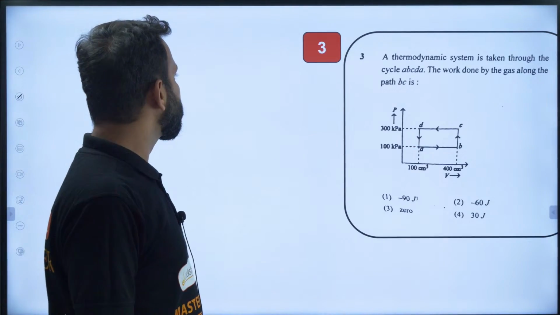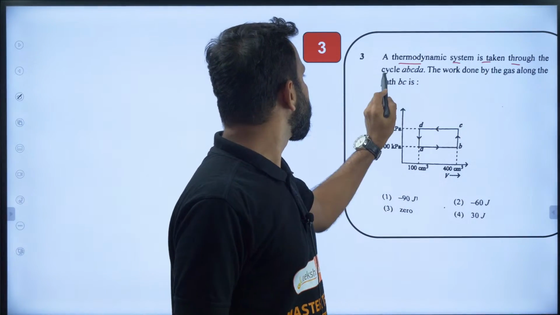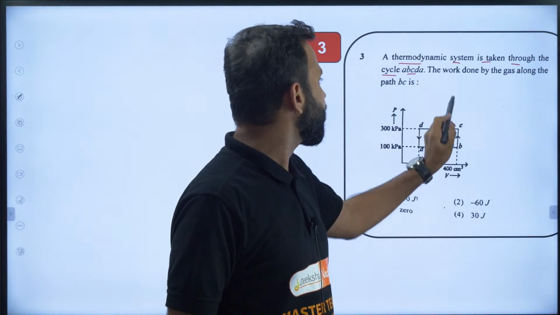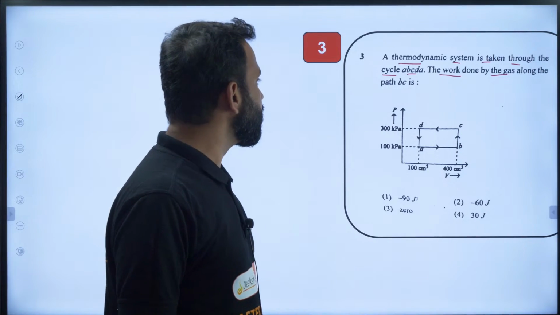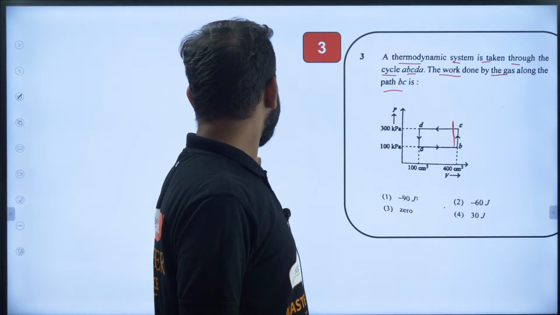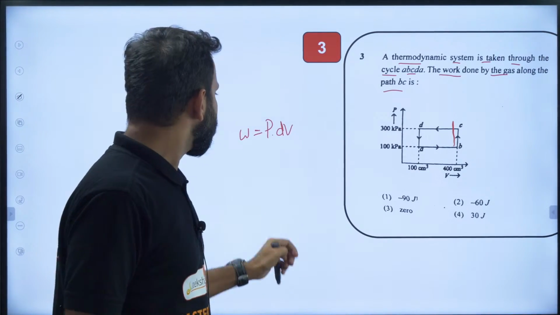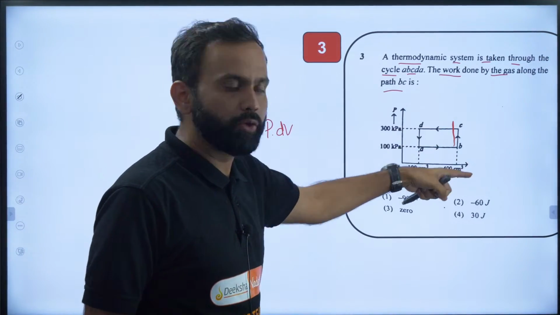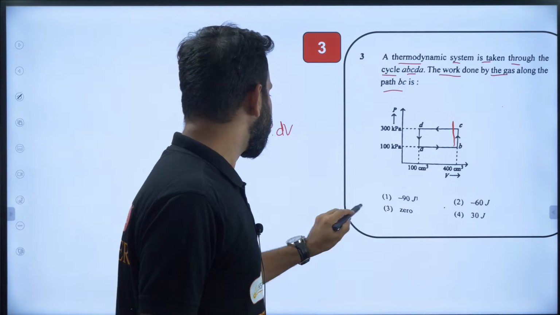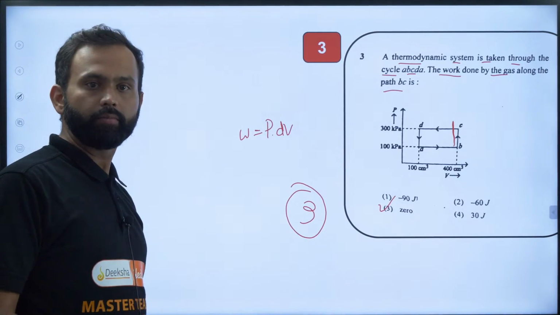Let's move on to the third question. A thermodynamic system is taken through the cycle ABCDA. The work done by the gas along the BC. Here work done is P into dV, isn't it? So the change in volume is 0, so work done is 0. So the correct option is 3.